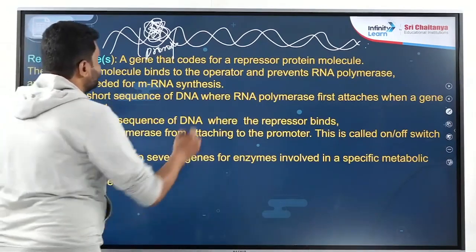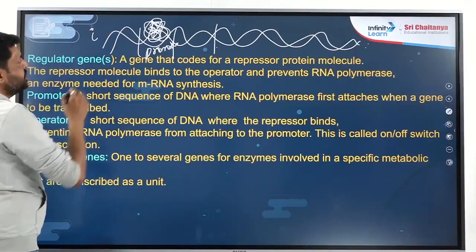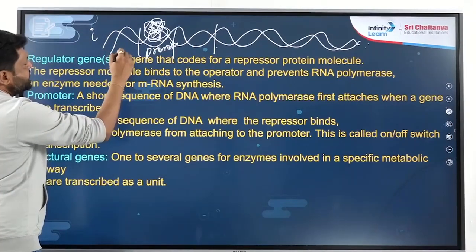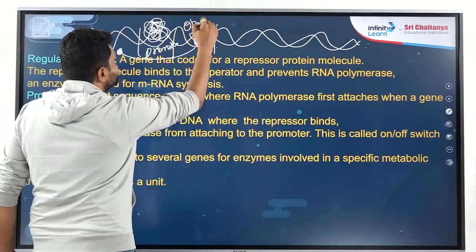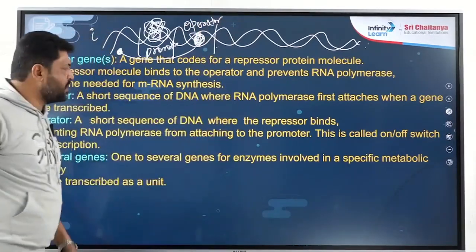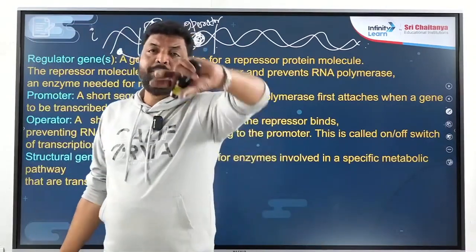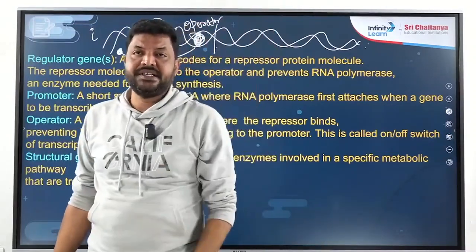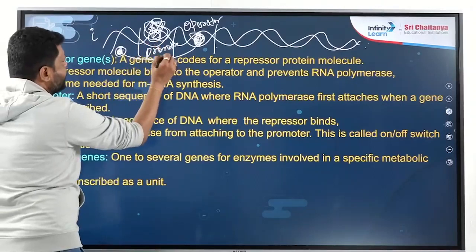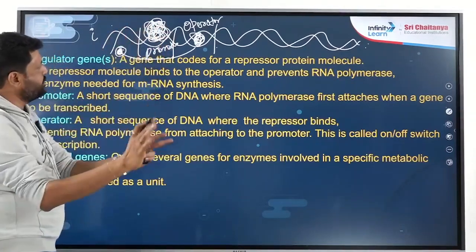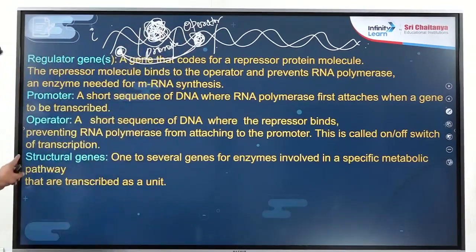Next is the operator. Just now I told you this is the regulatory gene, lac I. The regulatory gene produces one protein called the repressor protein. The repressor protein will go and bind to the operator. This site is called the operator. The operator gene means the region of the DNA where the repressor protein binds and regulates the structural genes. The regulatory gene produces repressor protein, and the promoter is the region of the DNA where RNA polymerase binds. The operator is under the control of the repressor.